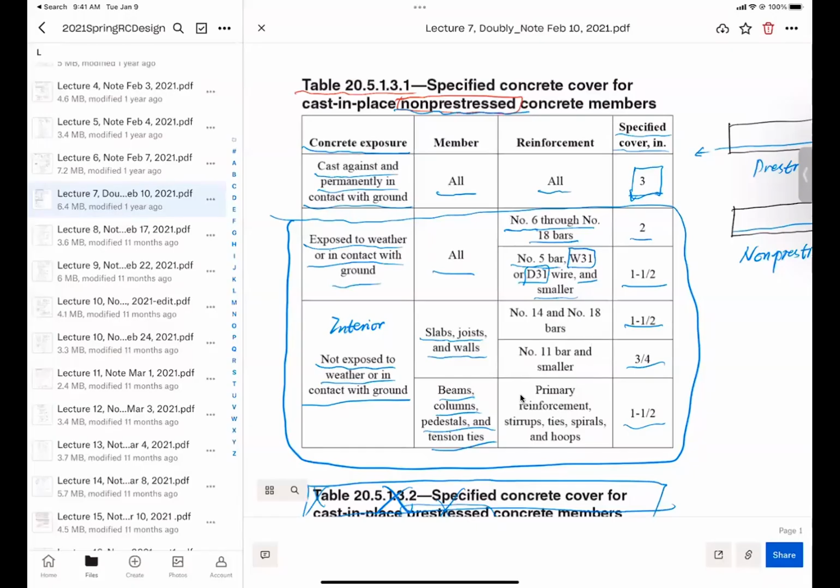Okay, it's called Table 20.5.1.3.1. Yep, very, very long number. It's called Specified Concrete Cover for Cast-in-Place, Non-Prestressed Concrete Members. Cast in place, you know cast in place, right? What does cast in place mean? You pour it there, right there, right? What does non-prestressed mean?